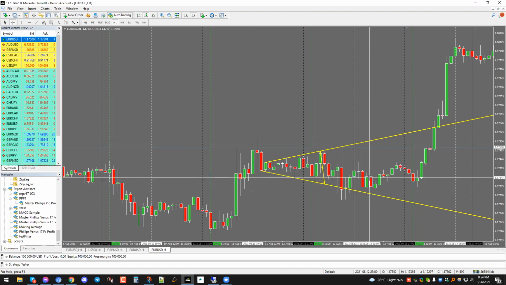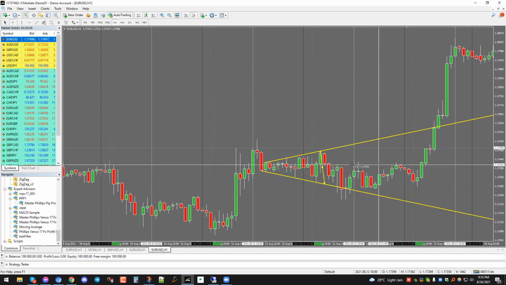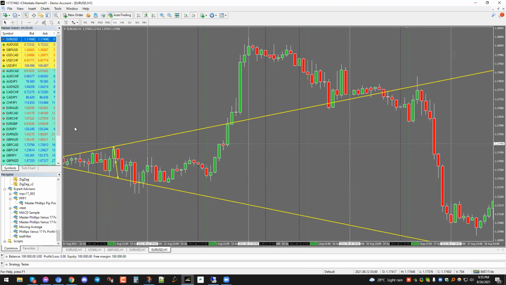So in this case, the next day would be the 12th. Let's see here, when's the next day? 13th, right? So the next day is the 13th. And you can continue trading the next day because you may have a better setup. So this is your swing high, and you connect it like this. And this is your swing low, and you connect it. In this case, it's going to be like this.